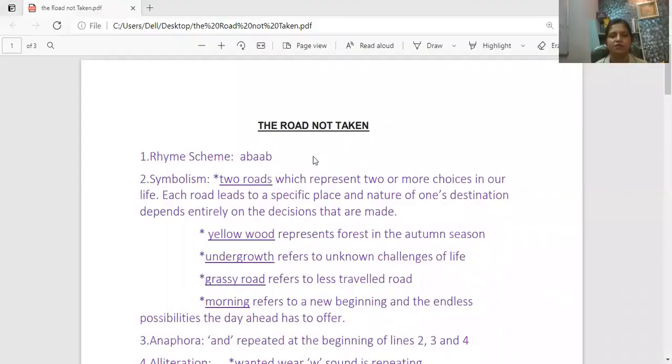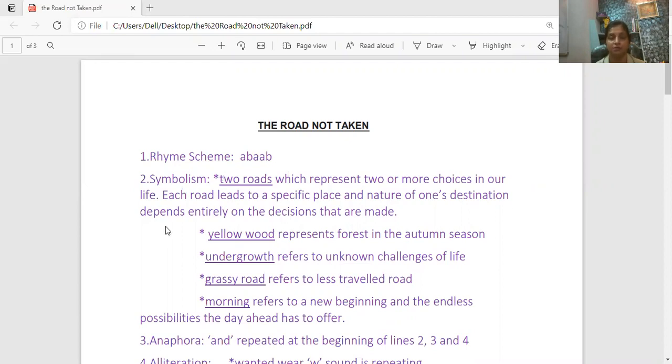See, these poetic devices which are mentioned here are just to be marked in your textbook itself. As I told you, all the poetic devices of the poem are to be written on the left hand side in the book itself. Question answers you'll do in your first copy. Road Not Taken poem. Rhyme scheme is A-B-A-A-B.